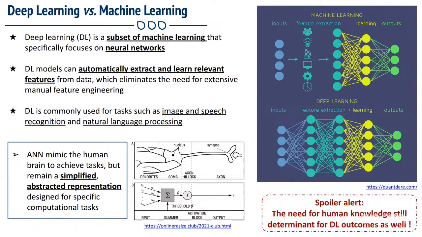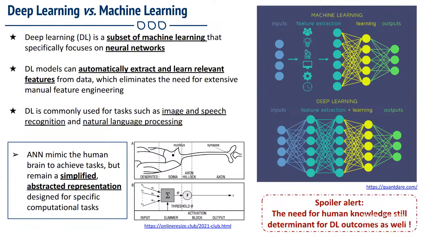So what are these neural networks? The neural networks are an abstraction of how the biological brain functions. So it should mimic the human brain to achieve tasks, but remain a simplified and abstract representation of how the information is collected, treated, and used by the human neurons within the brain.